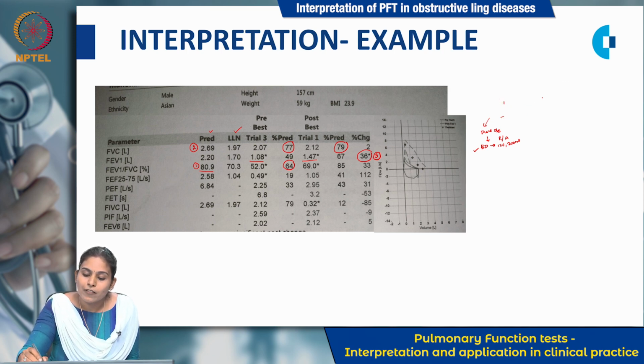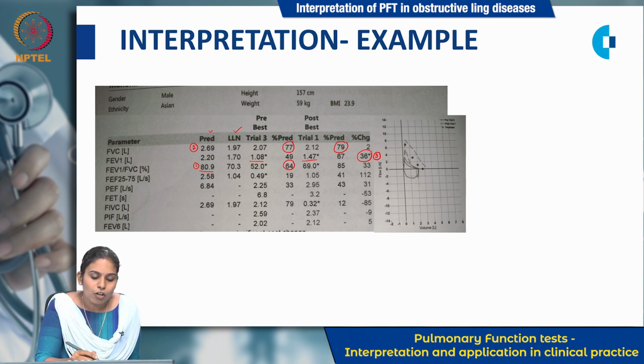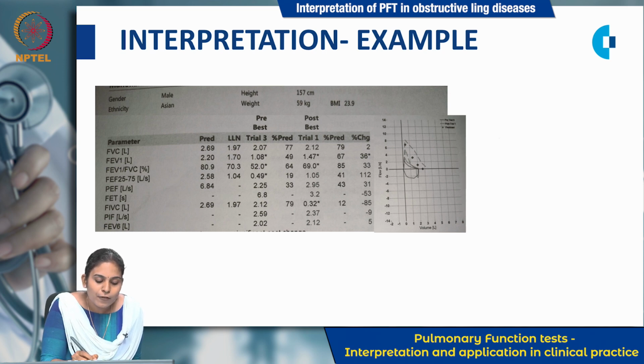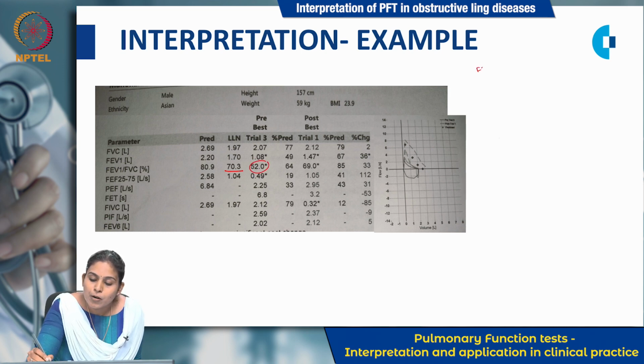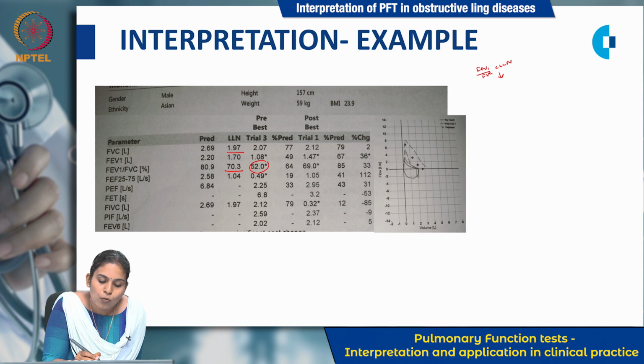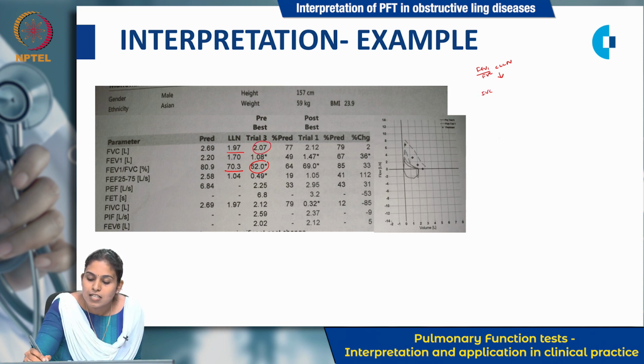Now we will try to interpret our new update. It is fairly the same, only the terminology changes: instead of predicted, we go into the lower limit of normal. If we take this FEV1 by FVC, the lower limit of normal here is 70.3, but we got 52. That means this FEV1 by FVC is less than the lower limit of normal, right? Next we look at the FVC. The FVC lower limit of normal is 1.97 and we are getting 2.07. So your FVC is normal.